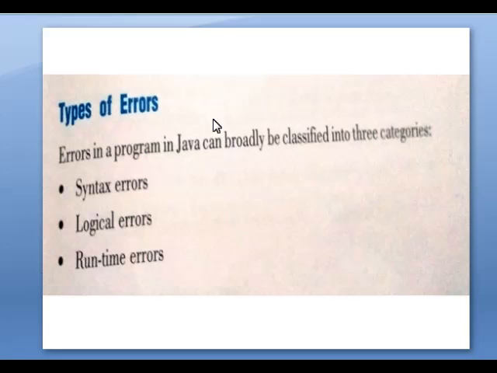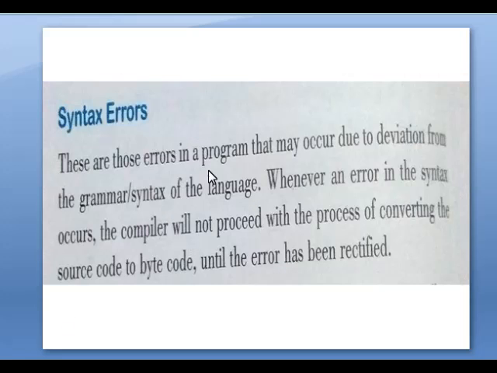So, types of errors. Errors in a program in Java can be broadly classified into three categories. First one is syntax error, second one is logical error, and third one is runtime error. So three types of errors: syntax error, logical error, and runtime error. Now we are going to see one by one. First of all, we are going to see what are called syntax errors.